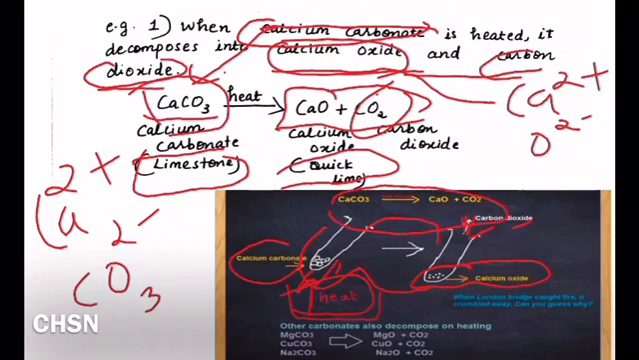So that's why we write heat on the arrow mark, because the reaction condition is heating. So we will write heat. Other than calcium carbonate, some other carbonates also show decomposition reactions. For example, magnesium carbonate, copper carbonate, sodium carbonate, they will also undergo the same reaction, that is thermal decomposition on heating. So these are also examples of thermal decomposition.